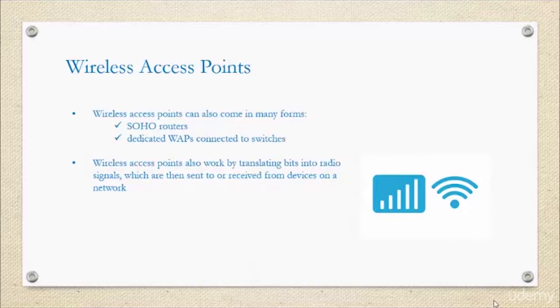But wireless access points simply do that same thing. They translate bits into radio signals, and then they send or receive them, right? And they do a good job of receiving them and then translating them into electrical signals that are required to transmit data to a switch or to a router.